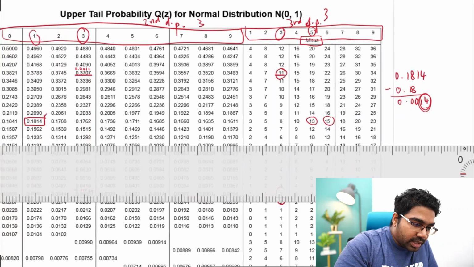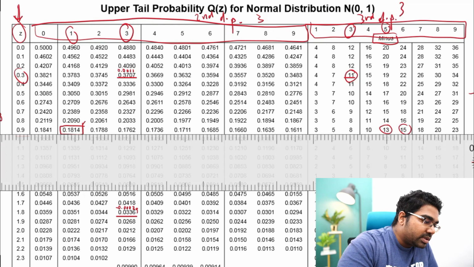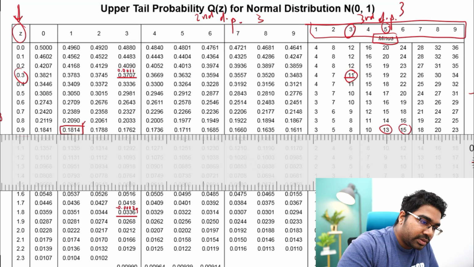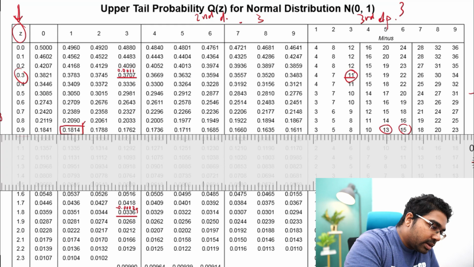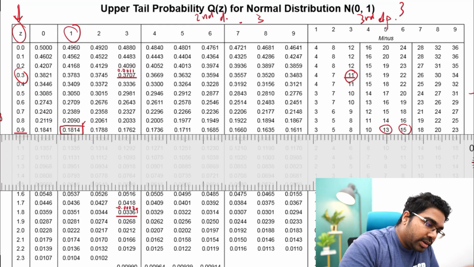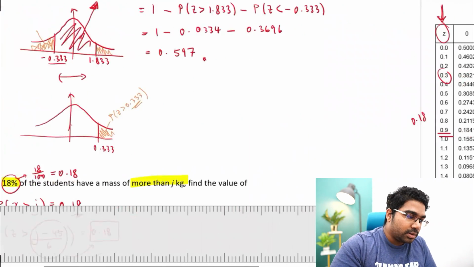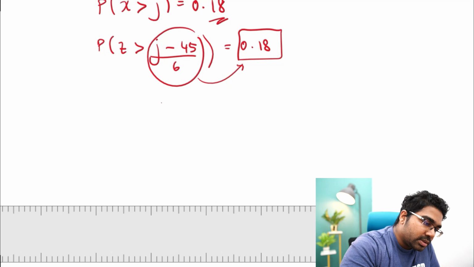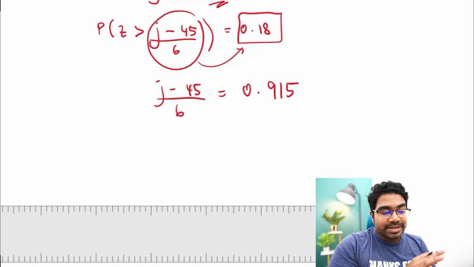So what is the Z score that will give me 0.18? That would be 0.91. Let me erase everything else. Okay, so that would be 0.91 and 5, 0.915. This is the Z score that gives me a probability of 0.18, which means (J minus 45) over 6 is equal to 0.915. This is the Z score.